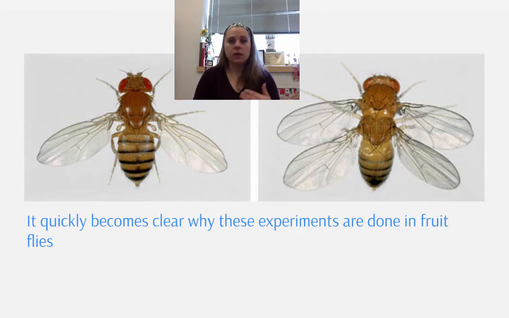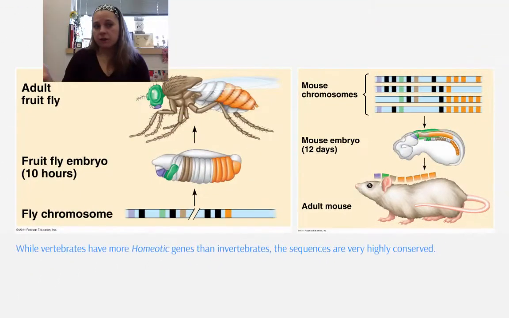Look at that double set of wings. Generation time is really quick. They only have 8 chromosomes. There's a lot of simplistic nature that we can work with in these guys and get a lot of information in a really short amount of time. So fruit flies are good for that stuff.